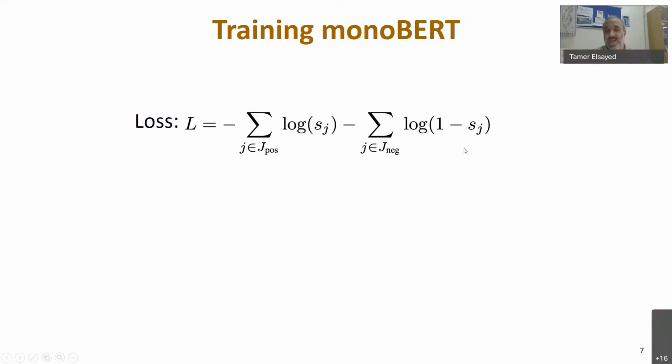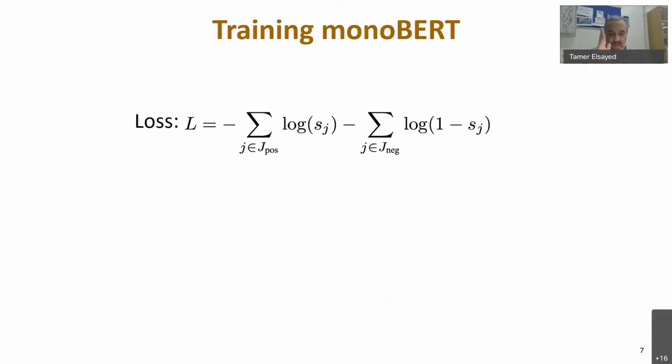Same here with negative examples. We want Sj to be 0, right? That's what we want the model to learn: that for any negative example, the score, which is the probability of the relevance class, should be 0. That's the best. So if it's 0, then this part will be log of 1, which is 0, so the loss will be 0. So that's the loss function for MonoBERT.